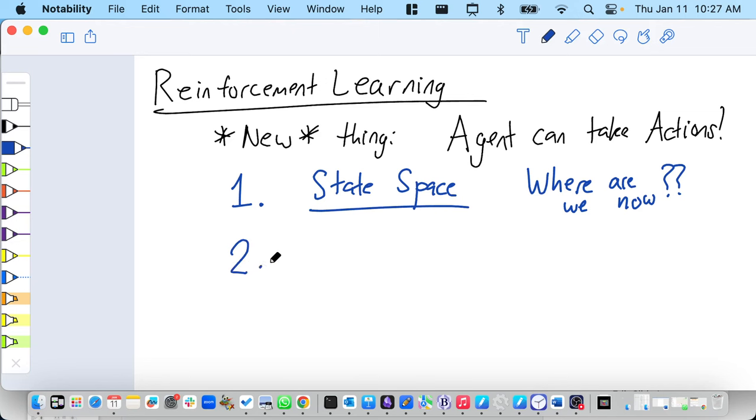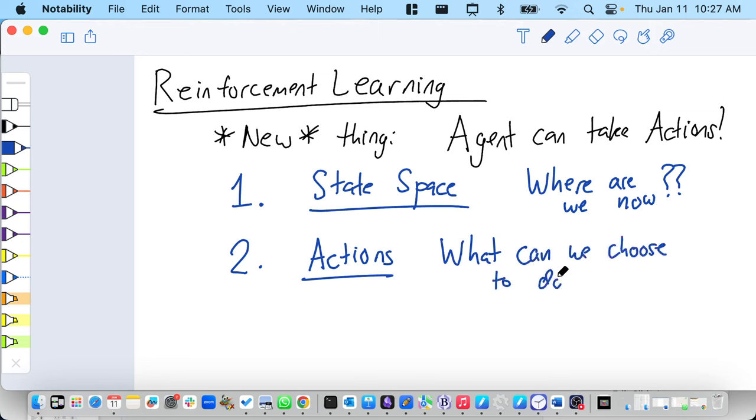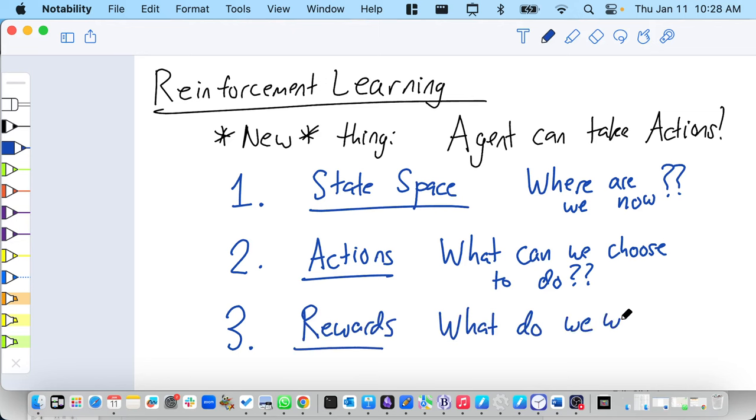And number two are the actions. What can we choose to do? So if you're a robot arm, maybe some of your joints have motors and some of them don't, some of them have springs or something. So the actions would be which motors can you turn on or off, and how powerfully can you turn them on or off? So state space, where are you now? Actions, what can you choose to do? And last but not least, this is the most important thing, are rewards. What do we want to do?